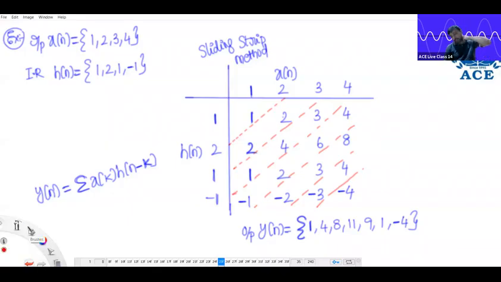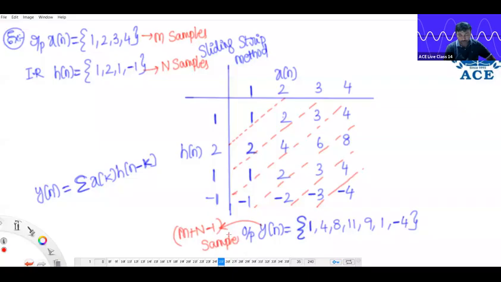Listen. In this problem, the input has how many samples? 4. 4 is the length of the input. The system also has 4 samples. But the output length is how many? 7, that is 4 plus 4 minus 1. Whenever the input has m samples and the system has n samples, the length of the output is m plus n minus 1 samples.